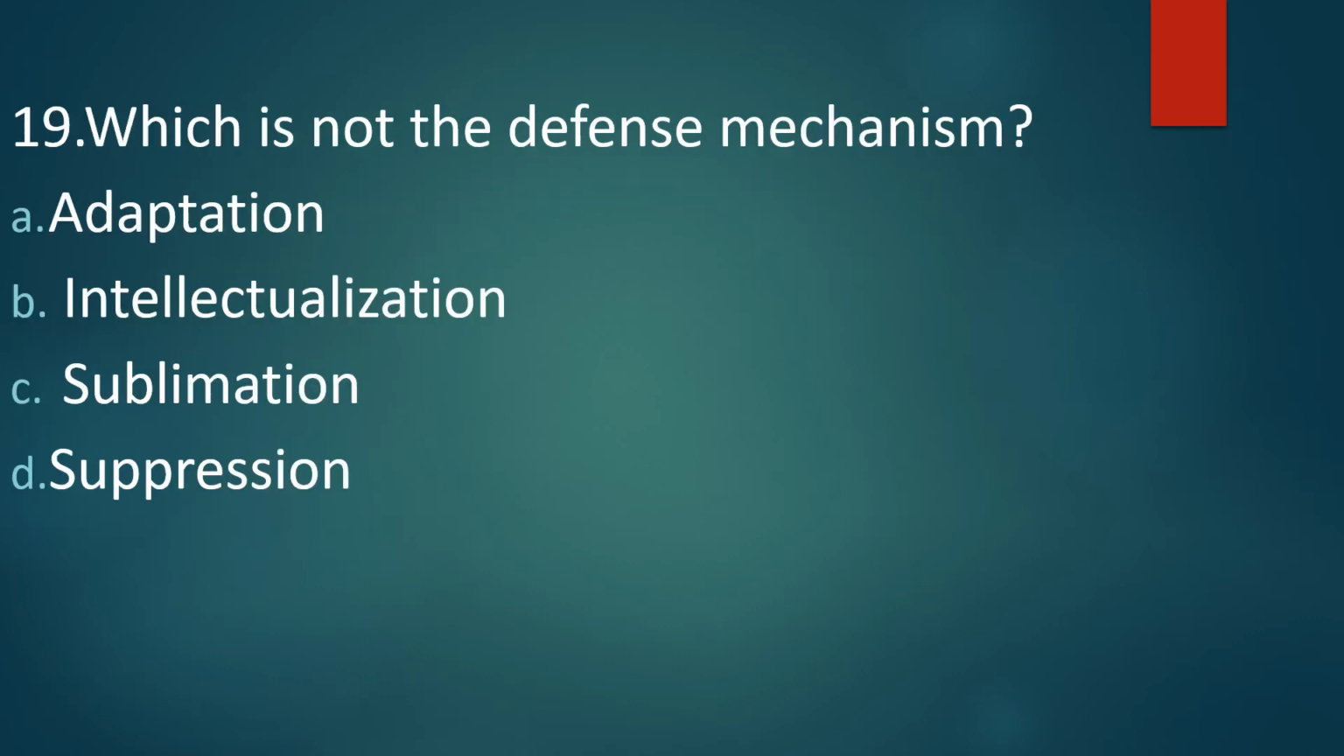Next question: which is not the defense mechanism in the following? Option A, adaptation. Option B, intellectualization. Option C, sublimation. Option D, suppression. Let's see, adaptation. Adaptation is nothing but someone getting adapted to an environment which is new and unfamiliar to him. So that's called adaptation. Option B, intellectualization.